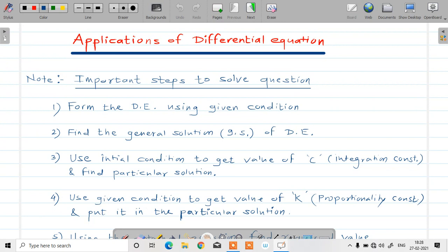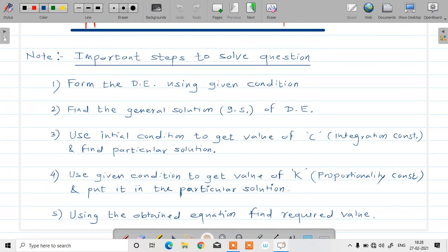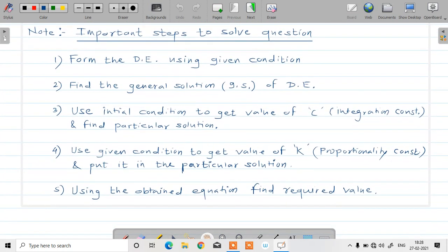So the first step is we have to form the differential equation using the given condition. Then the next step is to find the general solution, that is GS, of the differential equation. In that general solution you will get the constant C, and by using the initial condition we have to obtain the value of C, where C is called the integration constant. Then find the particular solution, meaning after getting the value of C you will get the particular solution of the obtained differential equation.